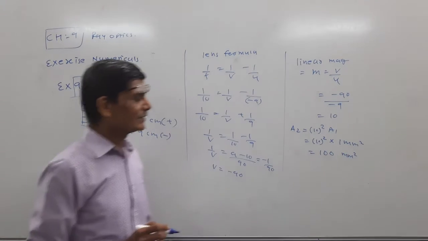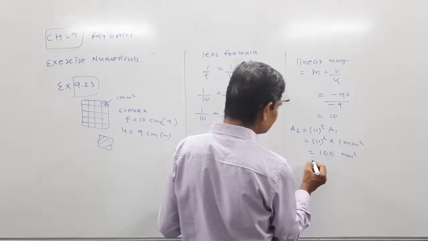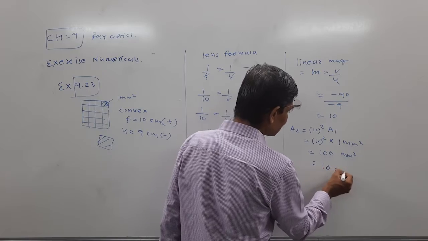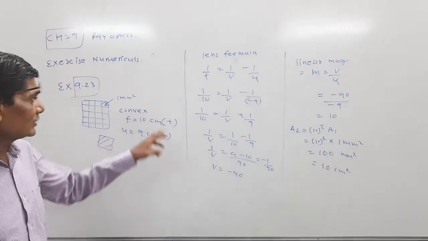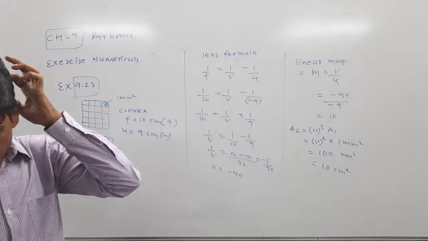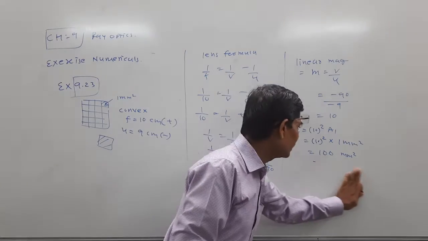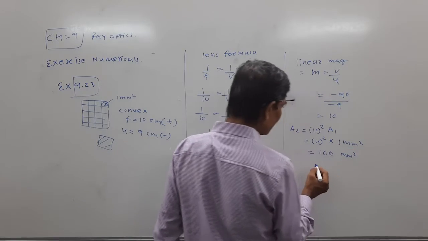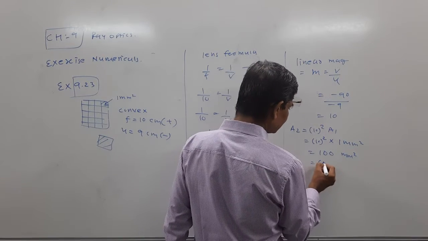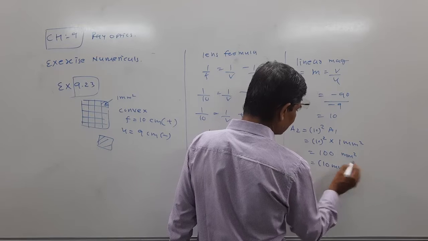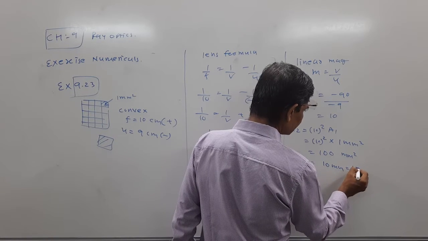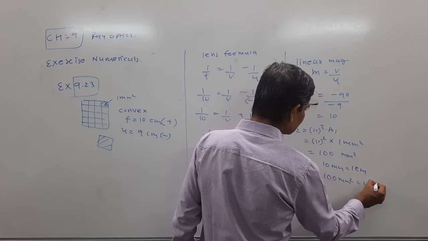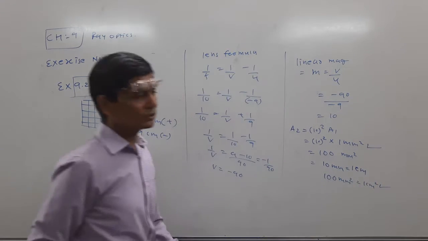Now see, 10 mm is 1 centimeter. So 100 mm square will be 1 centimeter square. If you use the same unit system, the area will be 100 mm square. 10 mm is 1 centimeter, so 100 mm square will be 1 centimeter square. So this is about the magnification.